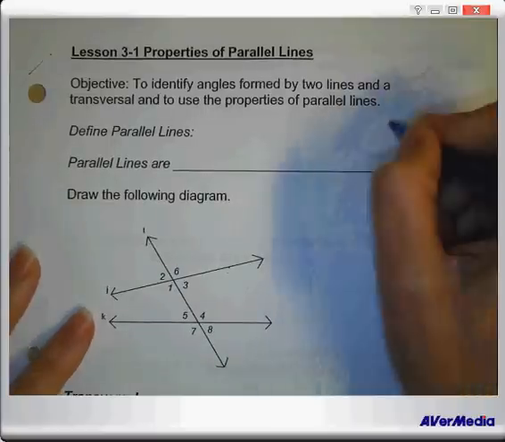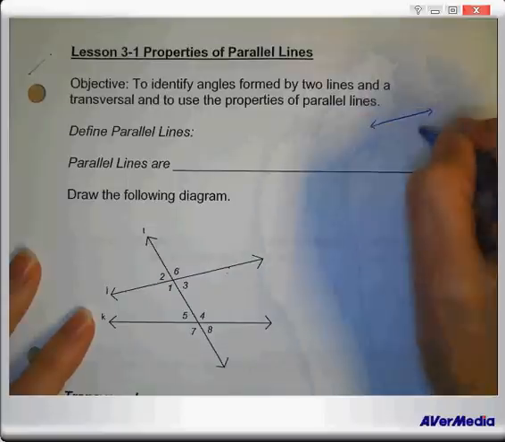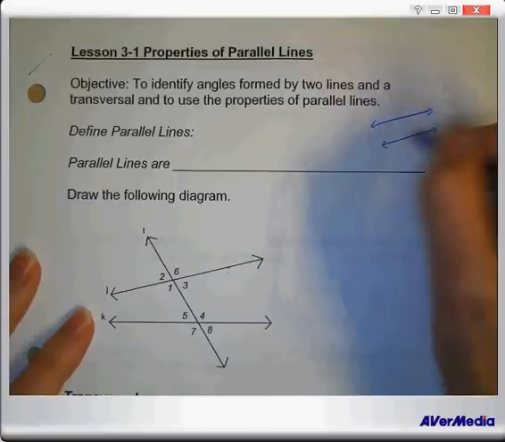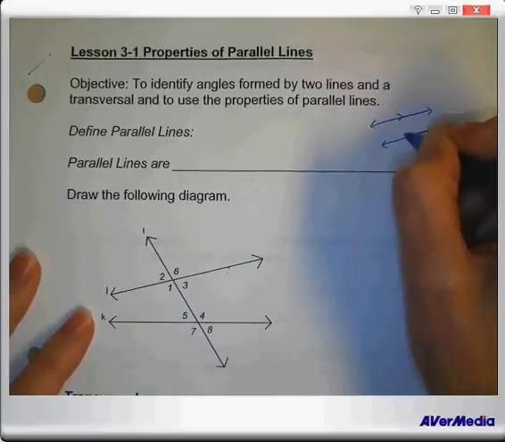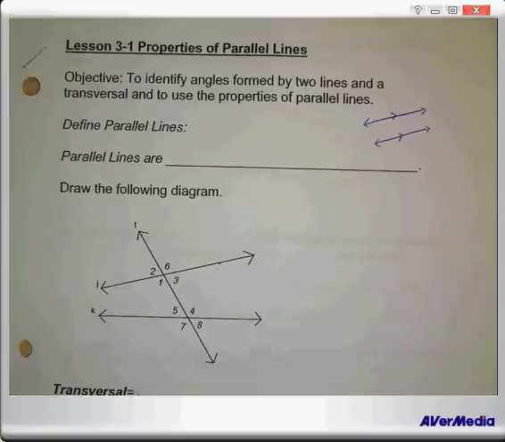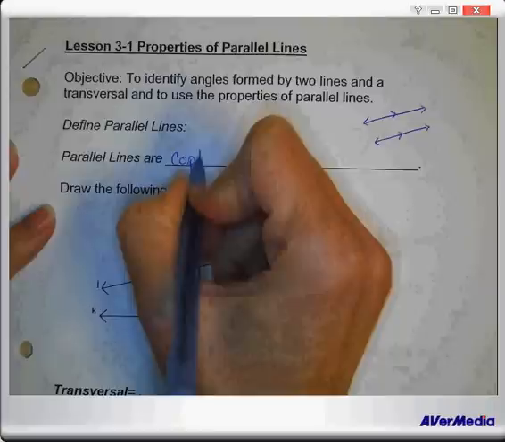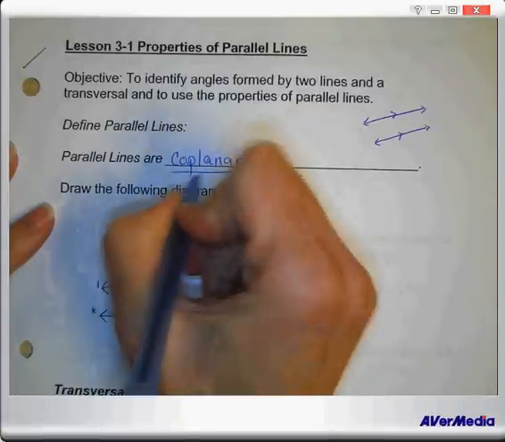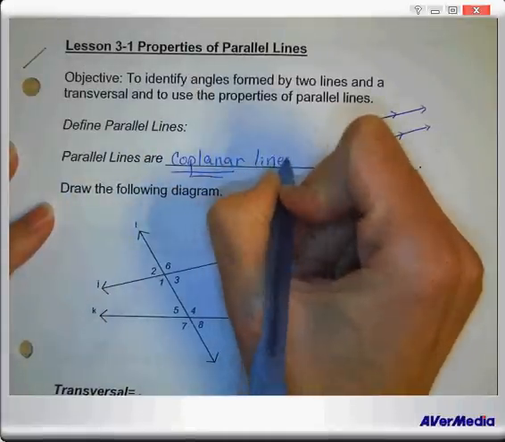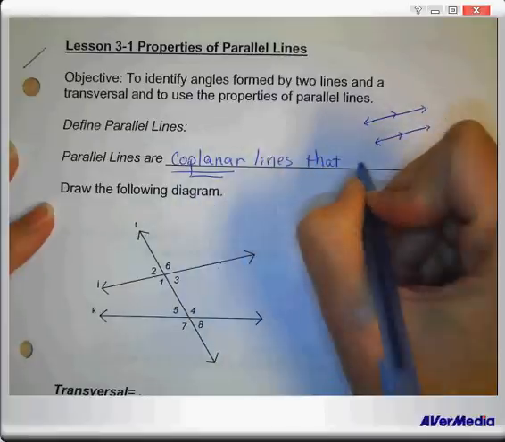Remember, when we talked about parallel lines, we talked about how we can mark them, and we use these little hash marks of arrows saying they're parallel. But that doesn't mean anything unless we actually know the definition of parallel lines. And remember, it's very particular, one word we need to remember. Parallel lines are what? Coplanar. And that's the key word. Coplanar lines that never intersect.